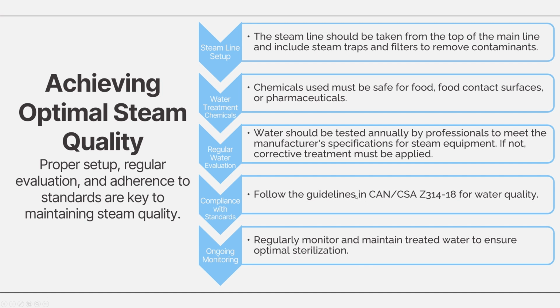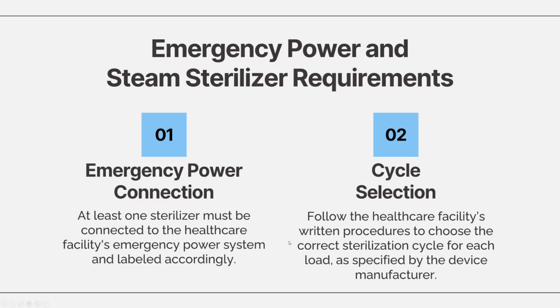Next, we have ongoing monitoring, which is part of the responsibilities of the sterilizer operator. So steam and water quality isn't a set and forget process. Continuous monitoring and maintenance are vital to prevent fluctuations that could compromise sterilization processes. And for that, we also will get into emergency power and other sterilizer requirements.